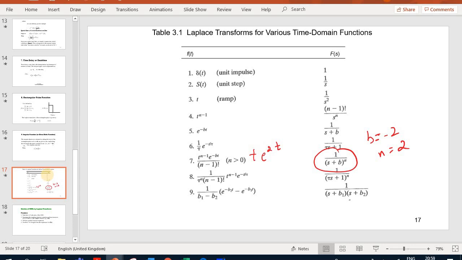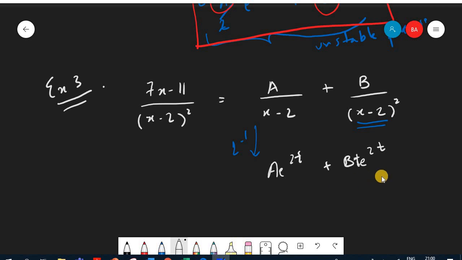To continue with that, you will see it will be over n minus 1 factorial. n is 2, so this will be 2 minus 1 factorial, which is 1 factorial, and 1 factorial is just 1. So the answer will be t e to the power 2t. So what we are going to do here, we're just going to look at it. That is exactly my answer: t e to the power 2t, multiplied by that b, which we did not calculate yet.